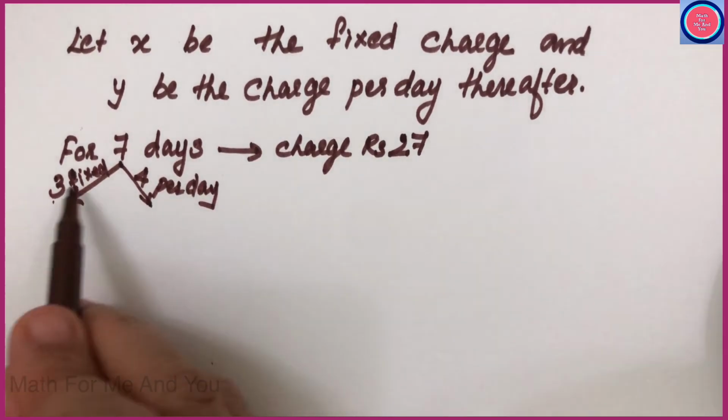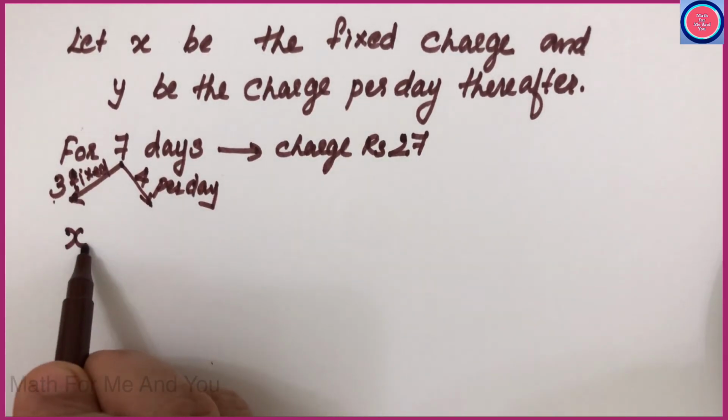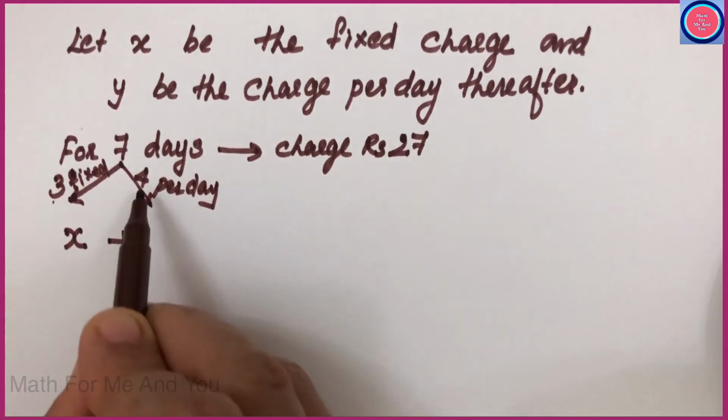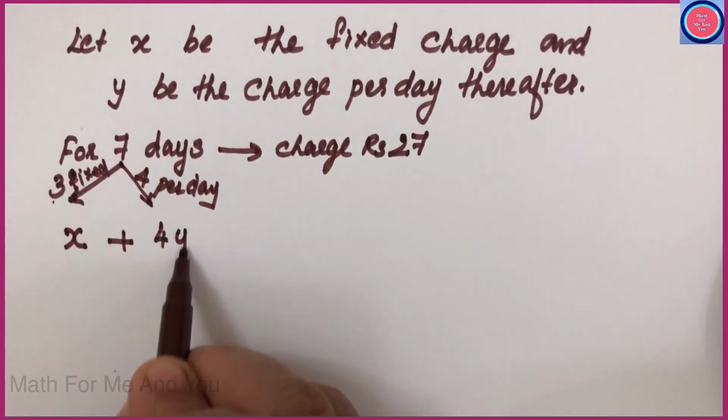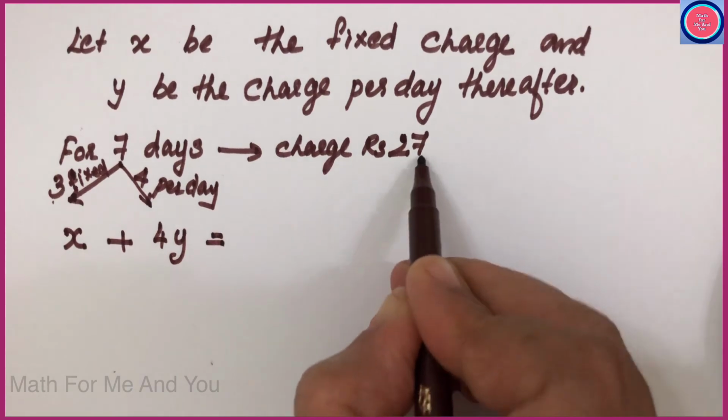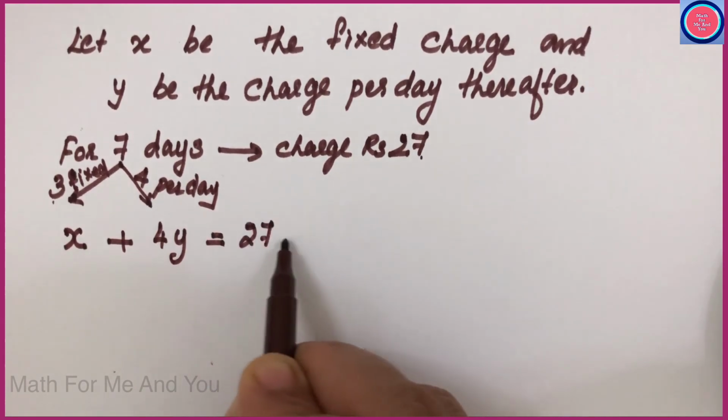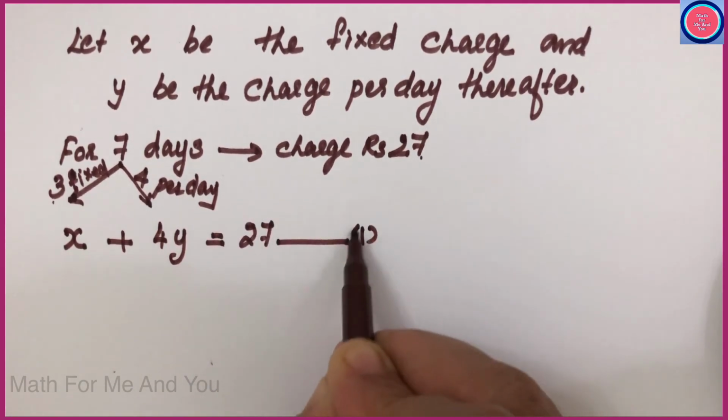We could write that for 3 days the charge is x. So x plus the extra charge for 4 days, 4 times y, is equal to the total she paid, 27. It is 27, and equation number 1 is ready.